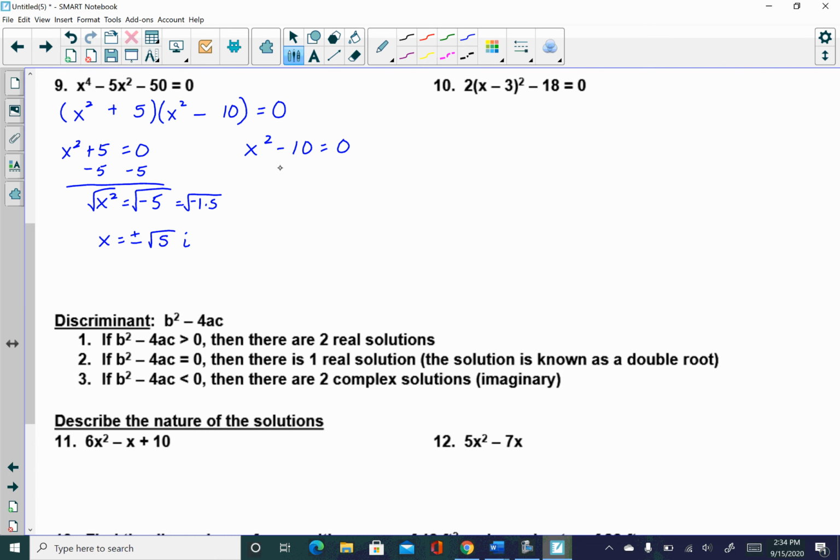Come over here and solve for x. I'll add 10. x squared equals 10. Take the square root of both sides. x equals, can't break that down any further, so my final answer then would be plus or minus the square root of 10. Notice how this polynomial, a quadratic, was raised to the 4th power. So since it's raised to the 4th power, I have 1, 2, 3, 4 solutions.